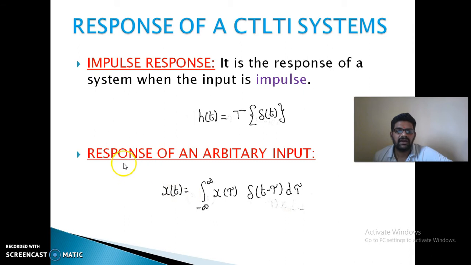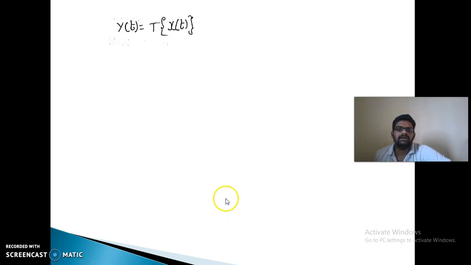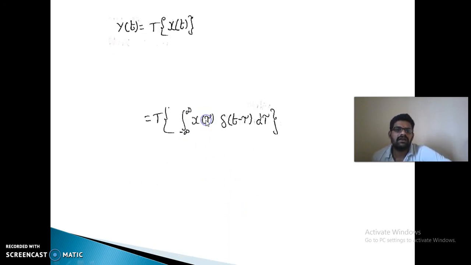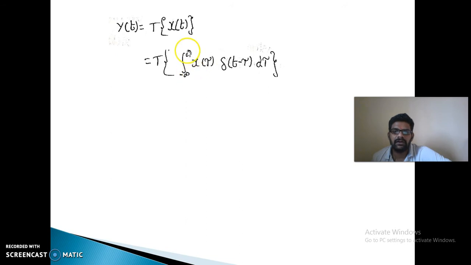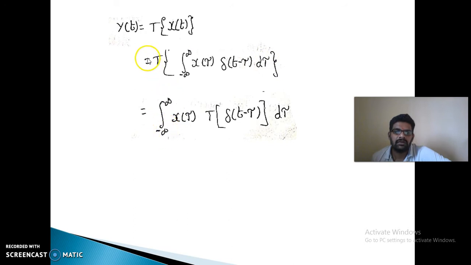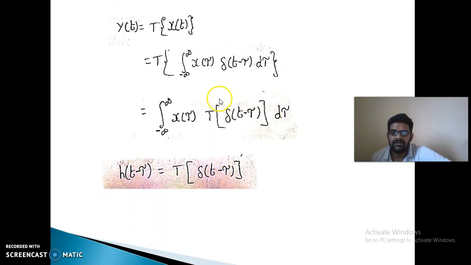And that is defined for this: x of t is equal to the integral from minus infinity to plus infinity of x of tau into del of (t minus tau). So if you apply this input to the system, then the output is also scaled by the same tau. Next, y of t is equal to the transformation of x of t. What is x of t? Integral from minus infinity to plus infinity of x of tau into del of (t minus tau) d tau. The transformation operation can go inside, and the transformation of del of t is called h of t.